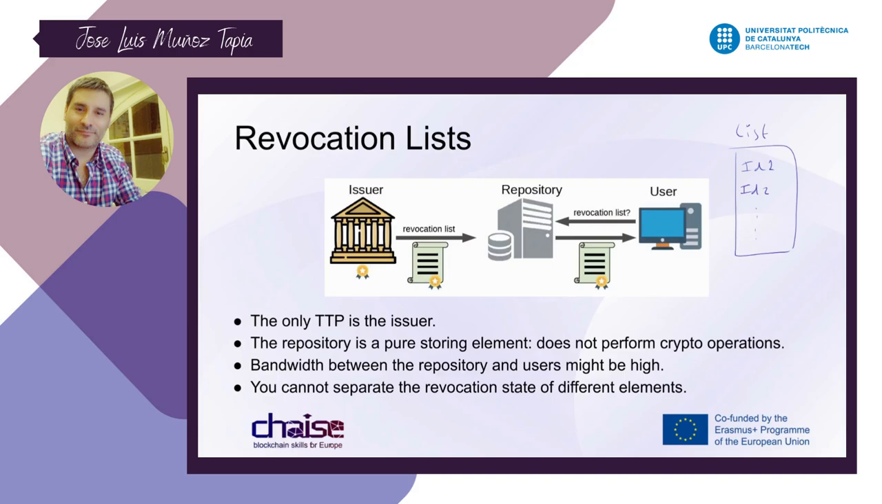And these identifiers may, for example, represent items that have been revoked. For example, credit cards, let's say. So this is a list of credit cards that have been revoked, that are in a blacklist. Something was wrong with these credit cards and they cannot be used, and they are in a blacklist.